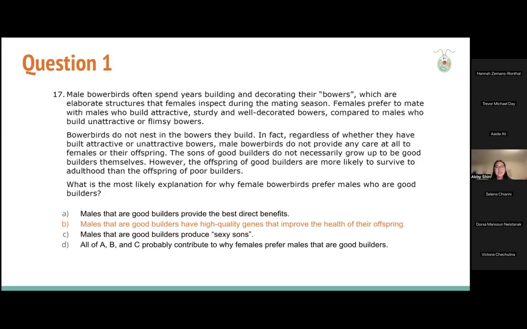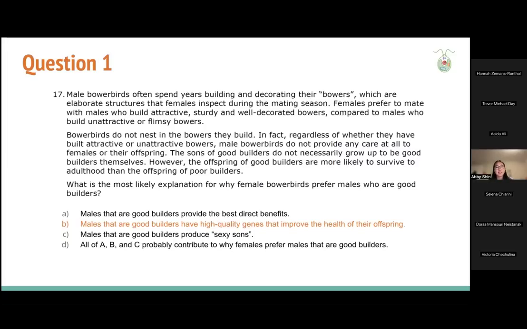So what we're looking at is that we have to be really, really specific with the wording. And B is correct because in the passage, it says that females mate with males that are good builders, and that basically means that they have high quality genes and improve the health of their offspring. So just making sure that you guys are really specific when you read if it says direct benefits, indirect benefits, those are typically what trip people up on the exam. So just making sure you're highlighting those words specifically.